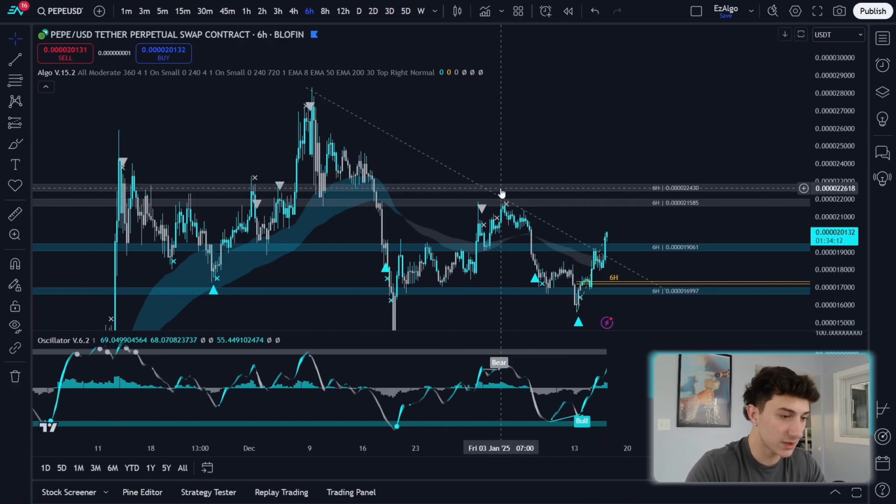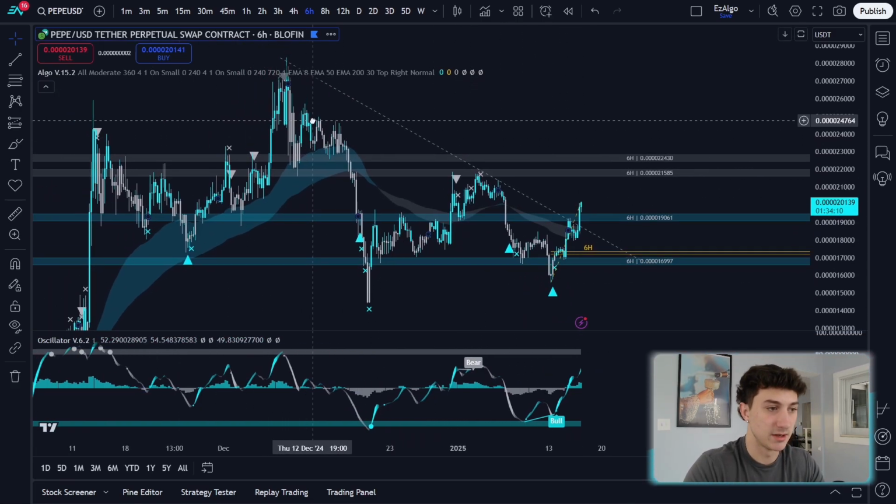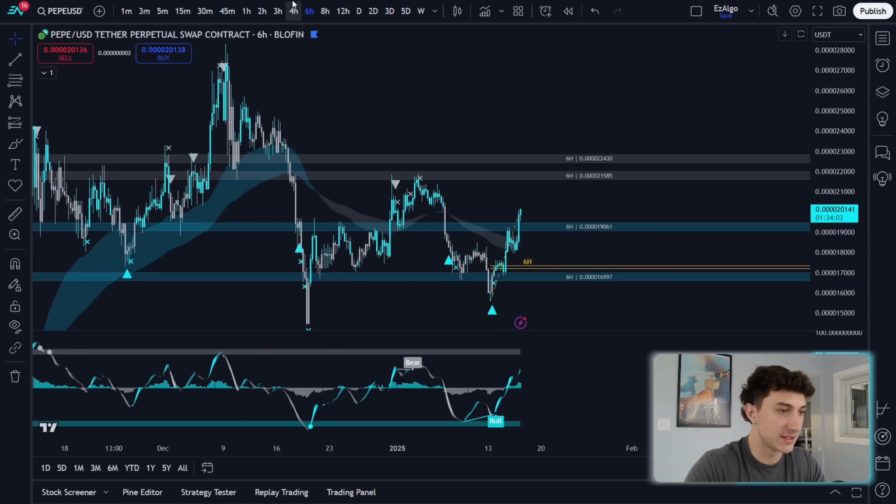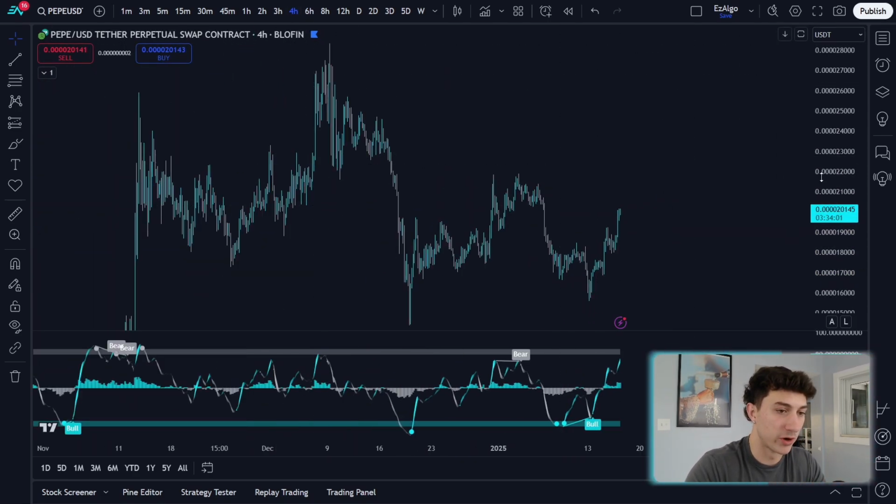Just keep it all default. So your chart should look something like this, okay? I drew this trend line here, so I'm gonna get rid of that. And I am on the 6-hour time frame. You can go anywhere from a 4 to a 6-hour time frame.